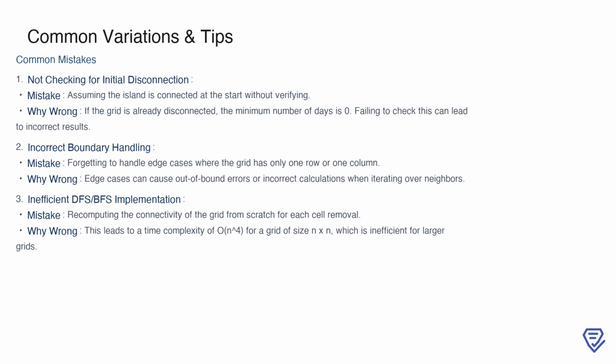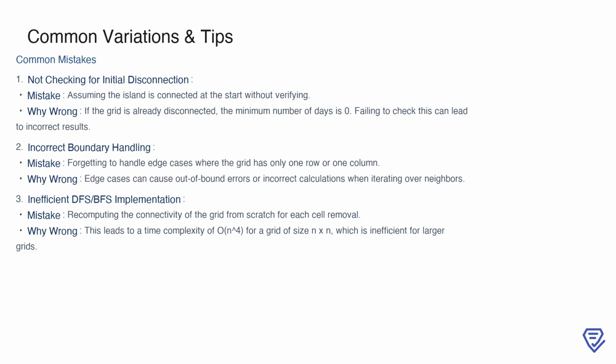When tackling this problem, there are several common mistakes to watch out for. First, not checking if the island is already disconnected at the start can lead to incorrect results. If the grid is initially disconnected, the answer is immediately 0, so always verify this before proceeding. Next, incorrect boundary handling can be an issue, particularly in grids with only 1 row or 1 column. These edge cases often trigger out-of-bounds errors or flawed neighbor calculations if not addressed properly.